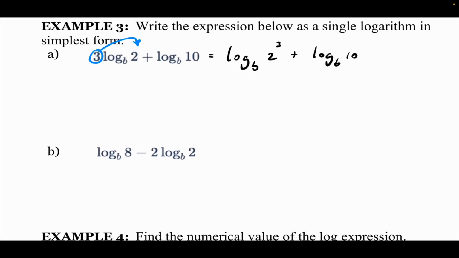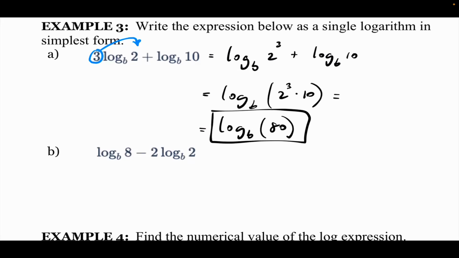plus means multiplication. So I'm going to multiply the logs. 2 to the third times 10. Well, those are numbers. 2 to the third is 2 times 2, which is 4, times another 2, which is 8. 8 times 10 is 80. Done.